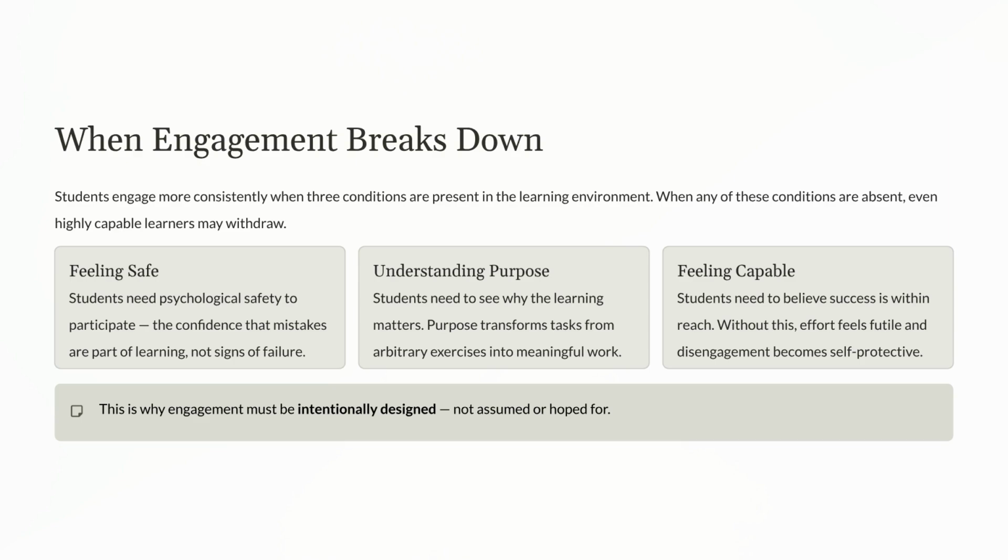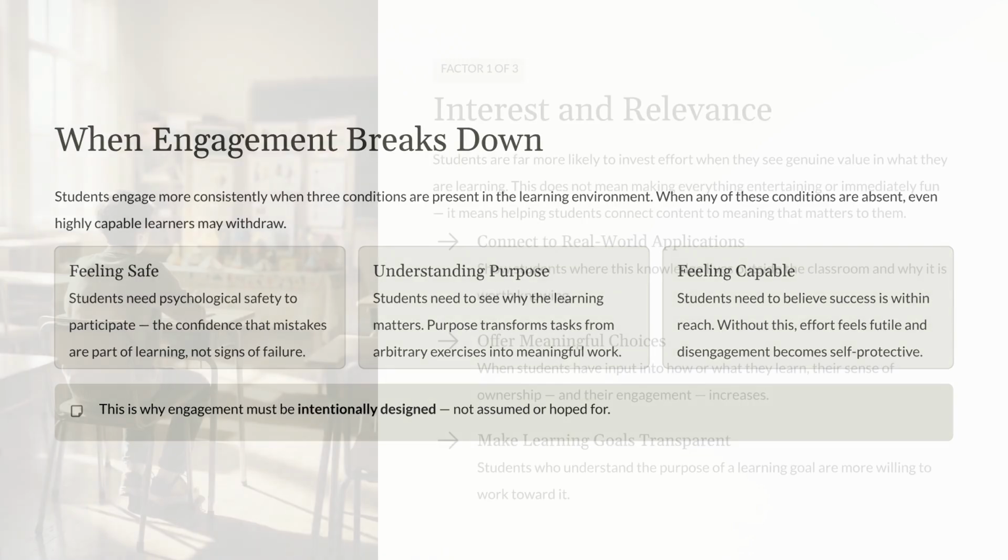Feeling safe. Students need psychological safety to participate. The confidence that mistakes are part of learning, not signs of failure. Understanding purpose. Students need to see why the learning matters. Purpose transforms tasks from arbitrary exercises into meaningful work. Feeling capable. Students need to believe success is within reach. Without this, effort feels futile and disengagement becomes self-protective. This is why engagement must be intentionally designed, not assumed or hoped for.